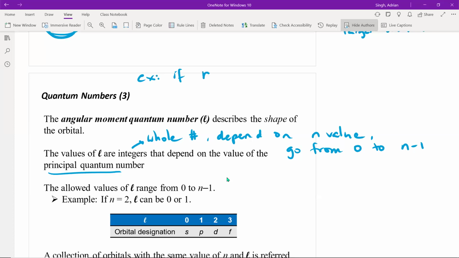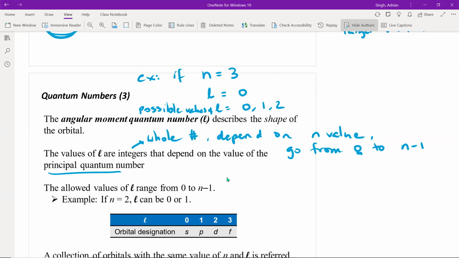if I'm talking about the n equals 3 principal quantum number, well, then the values for L could be, we always start with 0, and then we go to n minus 1. Well, what's n minus 1? Well, n minus 1 is 3 minus 1, which is 2. So we go from 0 in whole numbers, 1, and then 2. Okay, so those are the possible L values. So 0 to n minus 1.